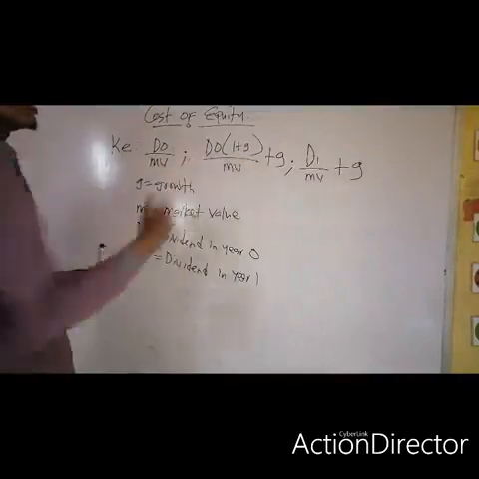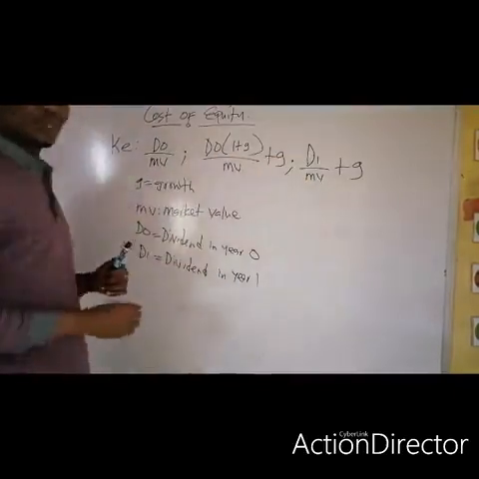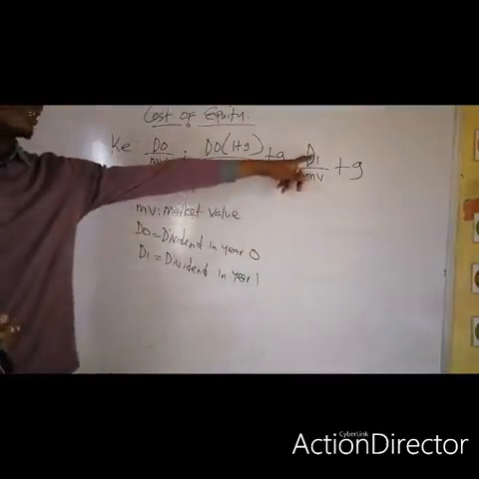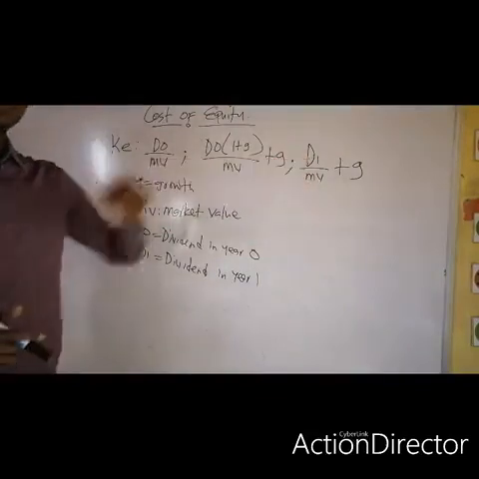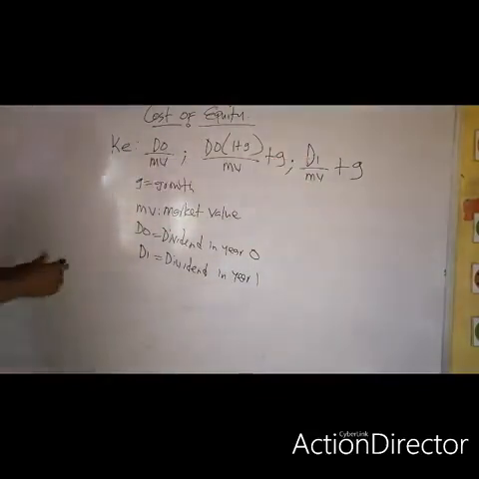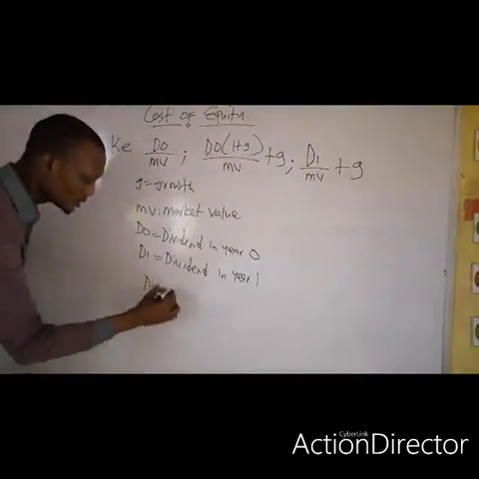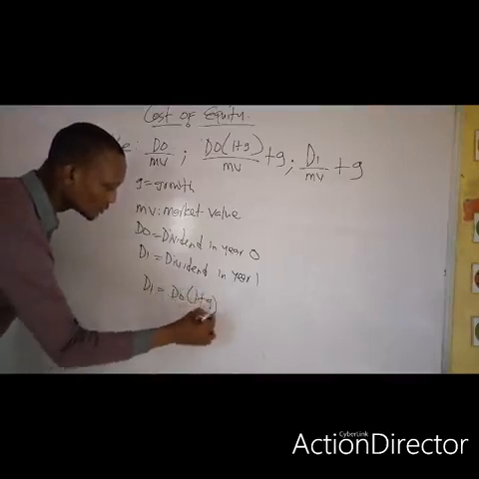The same thing goes for this too. Mark you, look at this D1 they are talking about here. This is the dividend that we paid in year 1. There has been an element of growth in this D1. Simply put, D1 is equal to D0, open a bracket, 1 plus G.